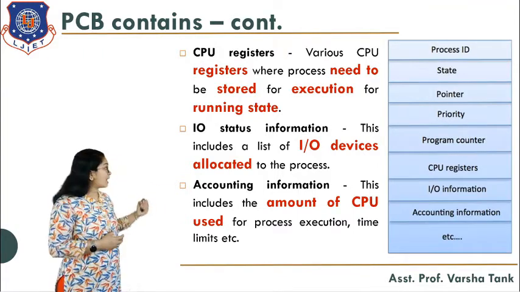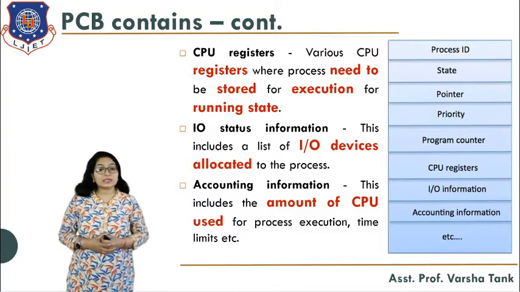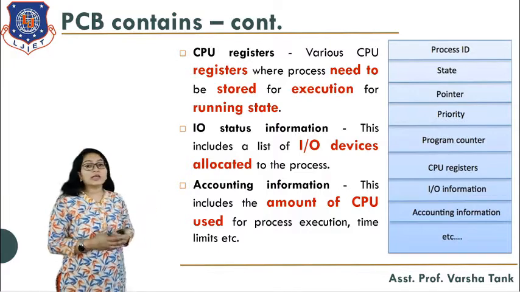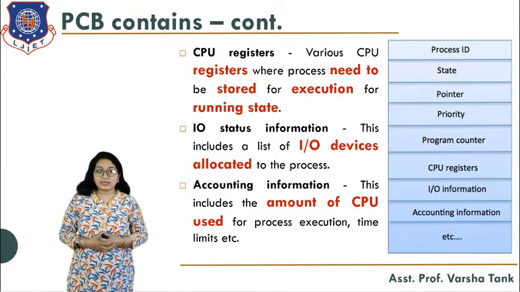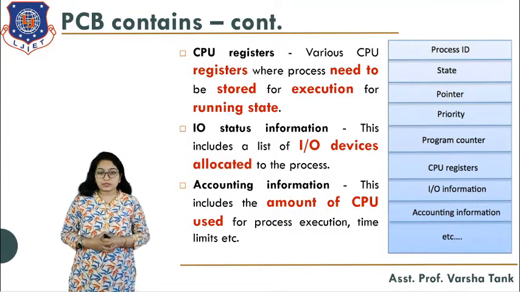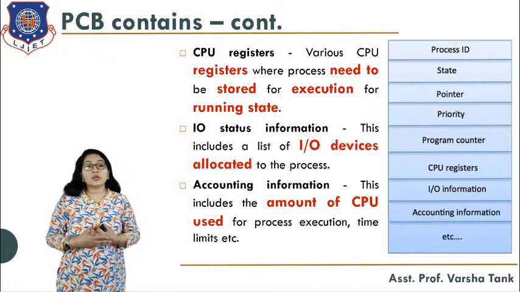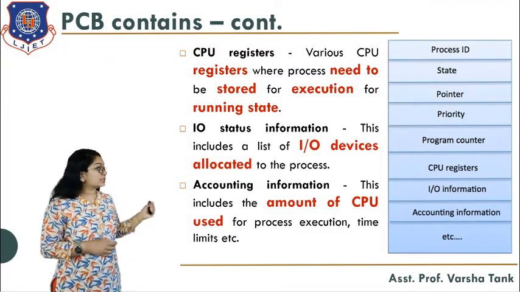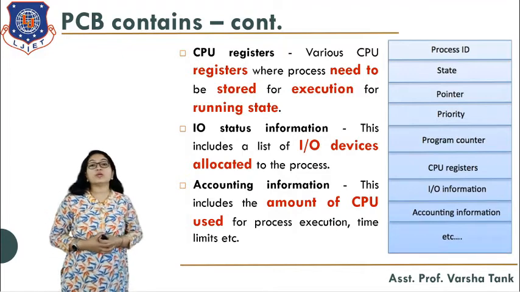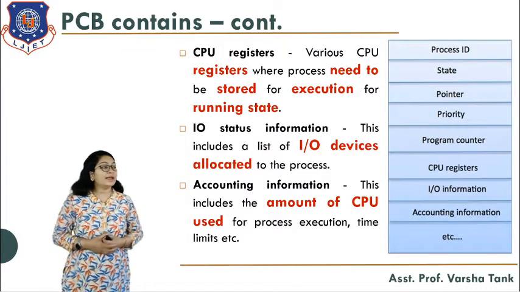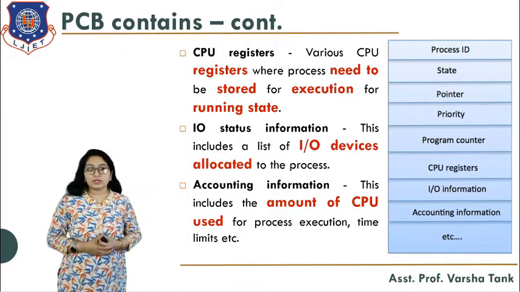And next is the IO status information, that is, input output status information. This includes the list of input output devices allocated to the process. Which input output devices are allocated to the process, all that information will be stored in the process control block. Then next is the accounting information.